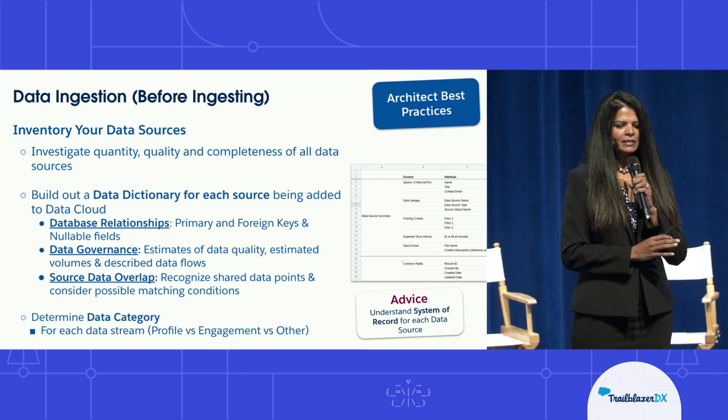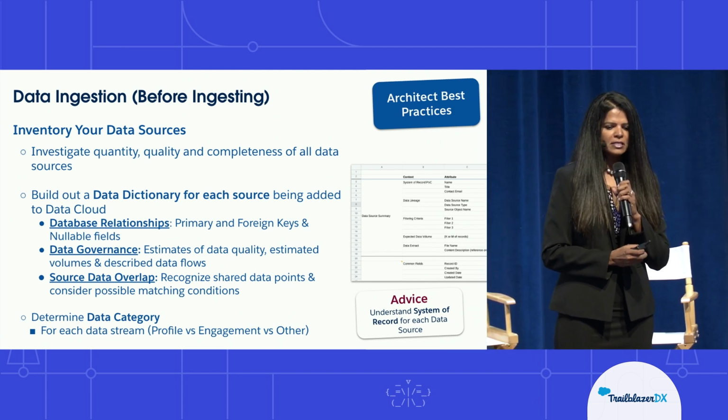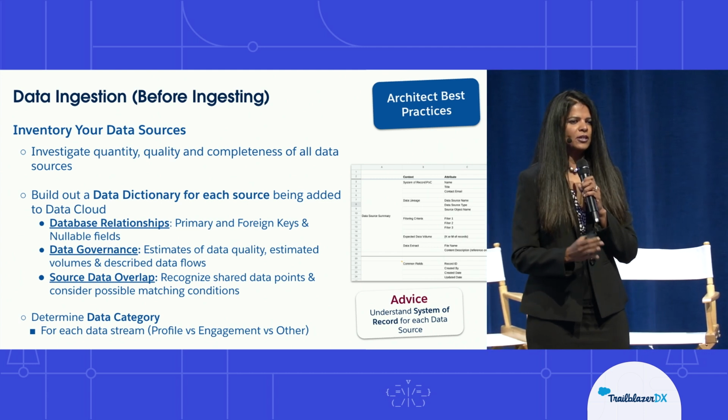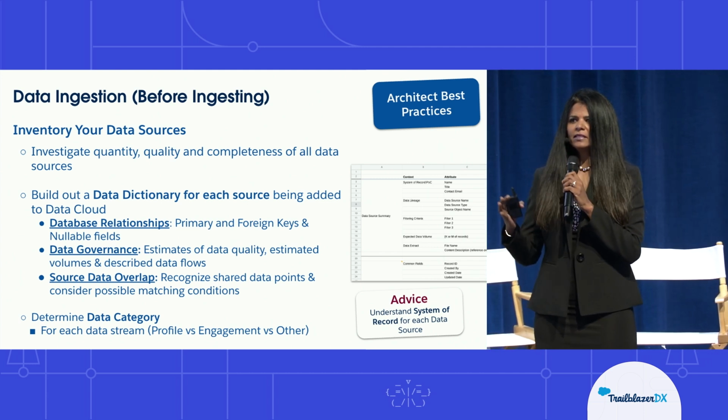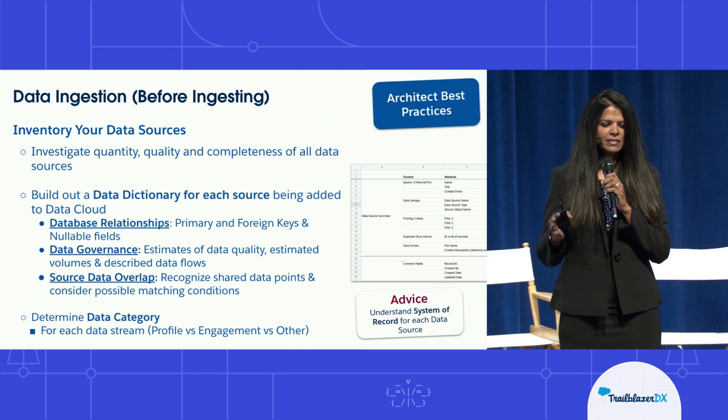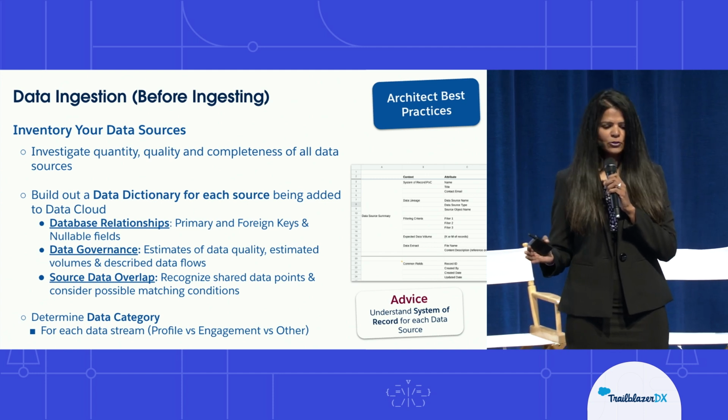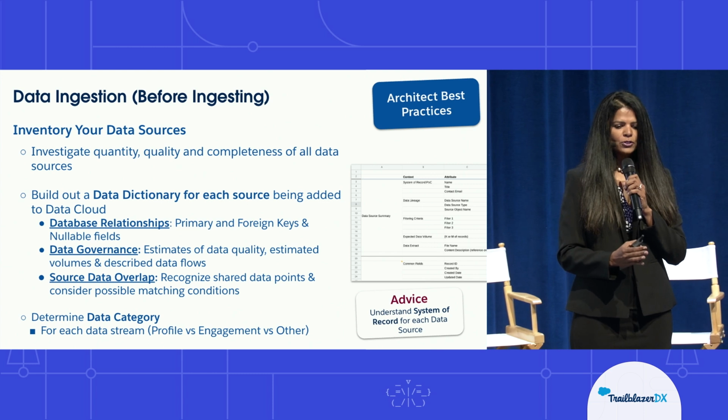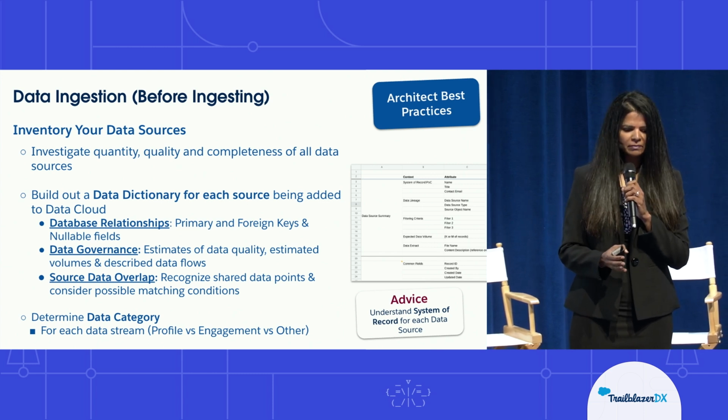column of data is actually going to provide you with all the values you need, and if it's complete. You also should build out a data dictionary for each source that's being added to Data Cloud. So this data dictionary could say, okay, this is my source, this is my relationship, this is which system is my single source of truth, and then also establish data governance around it.